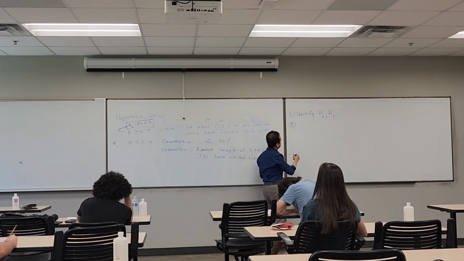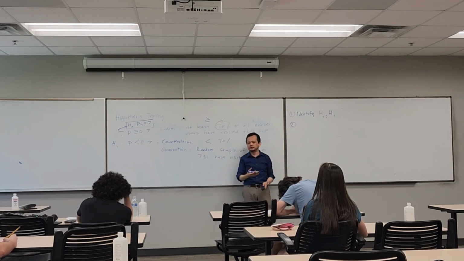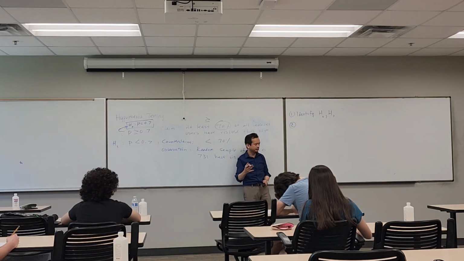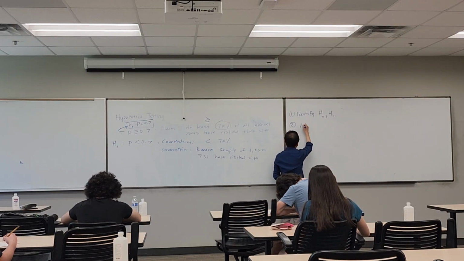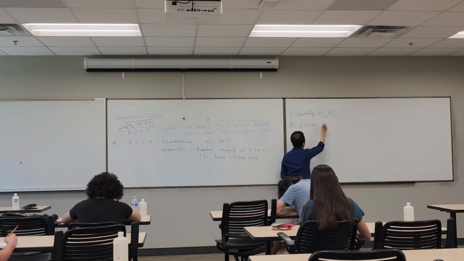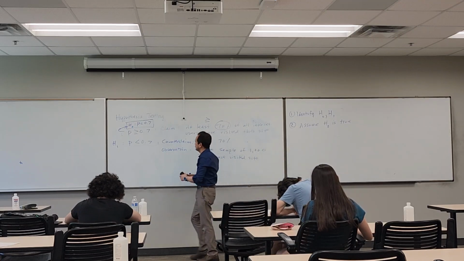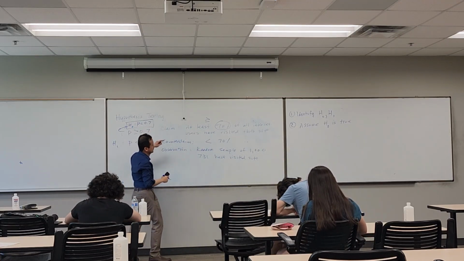What's step 2 from last class? Assume H0 is true. Good, very good. So assume H0 is true. In this case, what it means to assume H0 is true is that we want to assume that P really does equal 0.7.